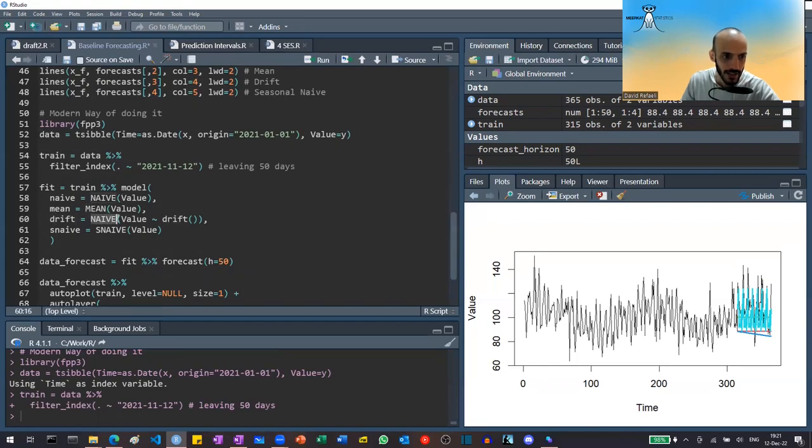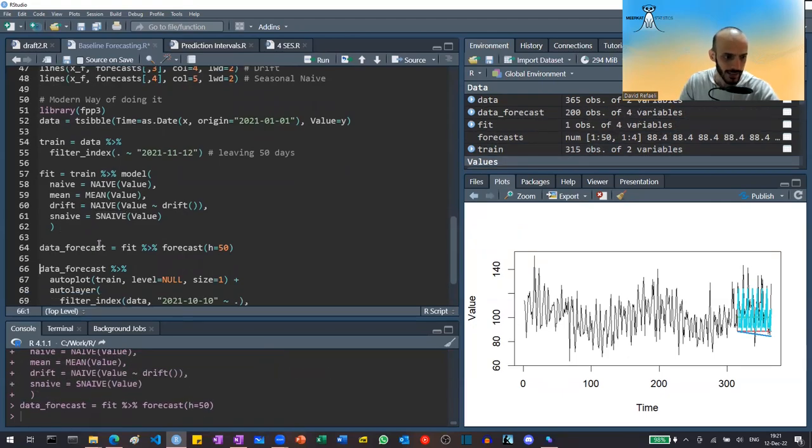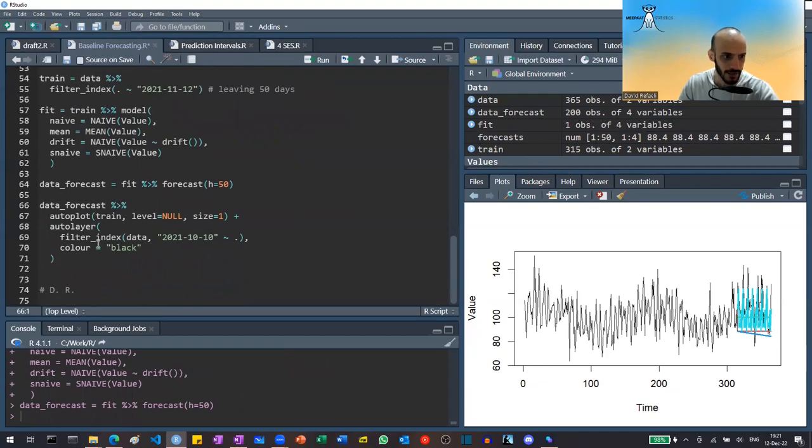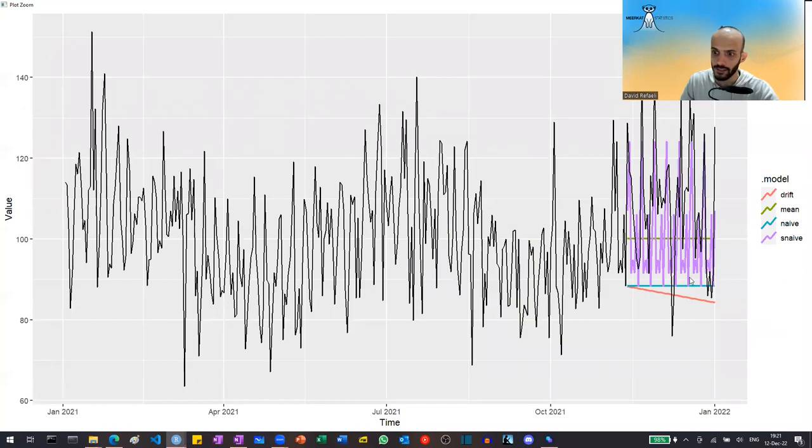We want to use the drift method. For this, we specify naive and we set a drift. And then we also want a seasonal naive. And for this, we just say seasonal naive. We then forecast the data for 50 days. And then we can use autoplot and plot the data. It looks like this. You can see the colors are different, but it's exactly the same. This is the naive method, this is the mean, this is the drift, and this is the seasonal naive, and we get exactly the same results.